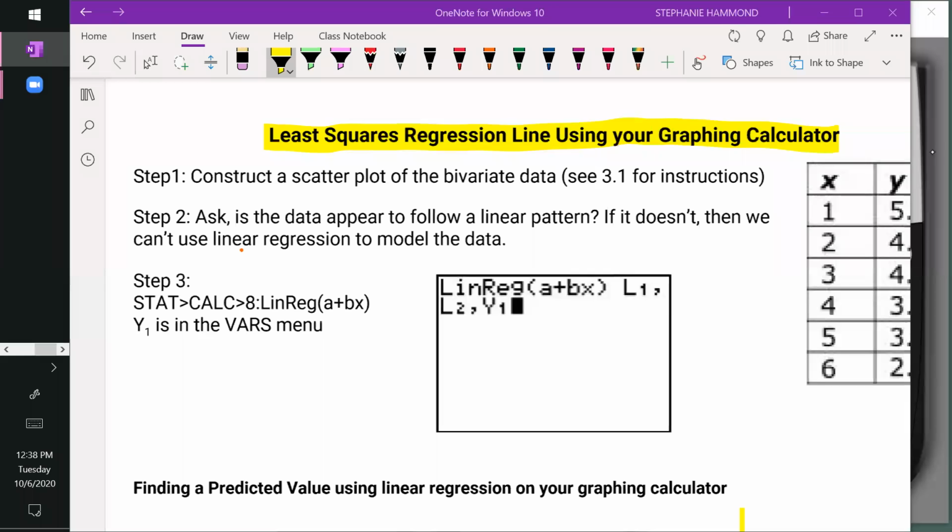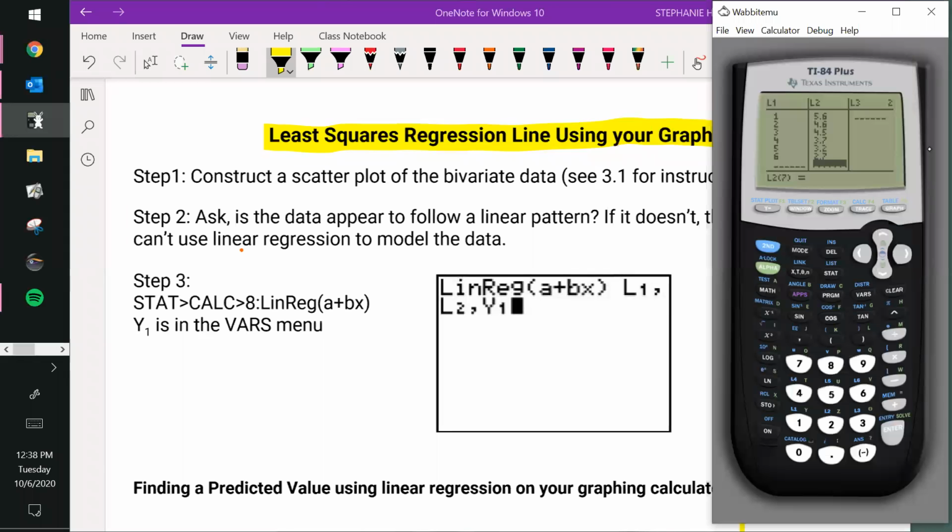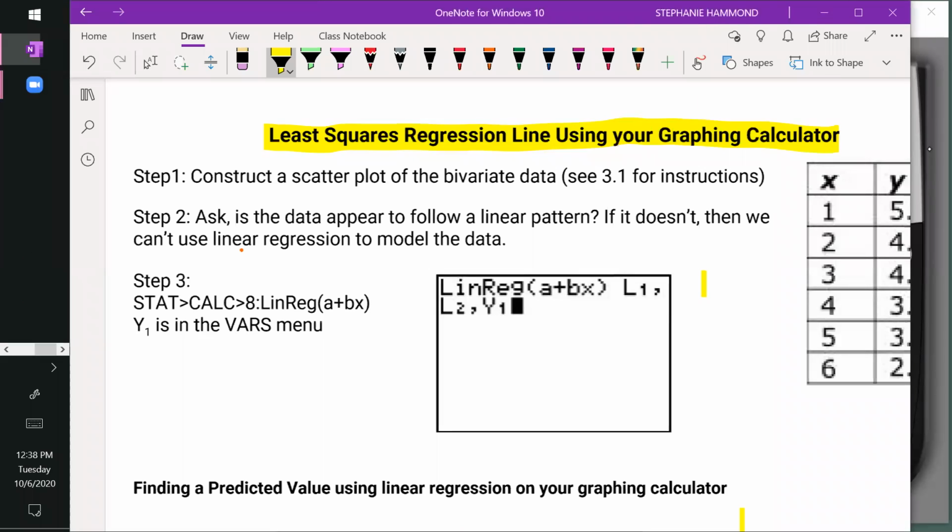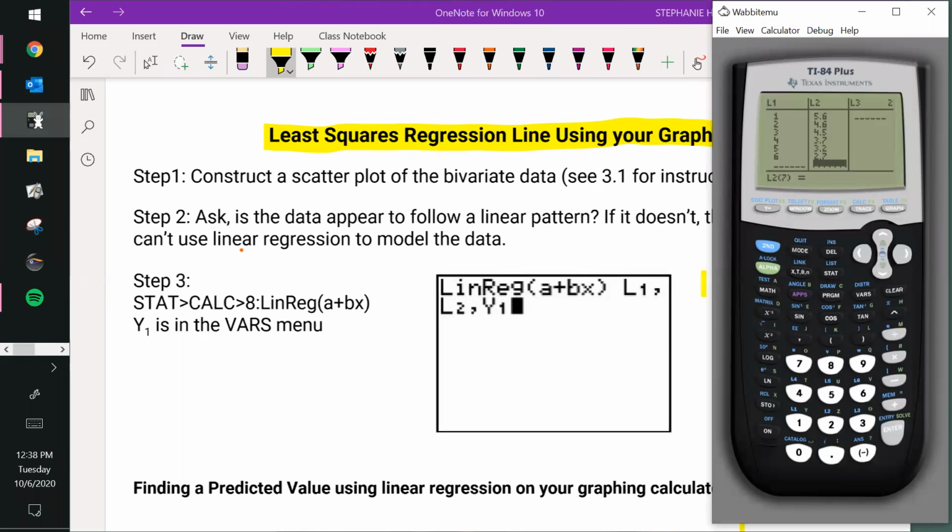So just a quick review of that. I take my graphing calculator, I put the data in my list, and that's the data from this table over here. I put the data into my lists. I go to my stat plots by hitting second, y equals. Make sure all my other stat plots are off except for the one I want to work with.